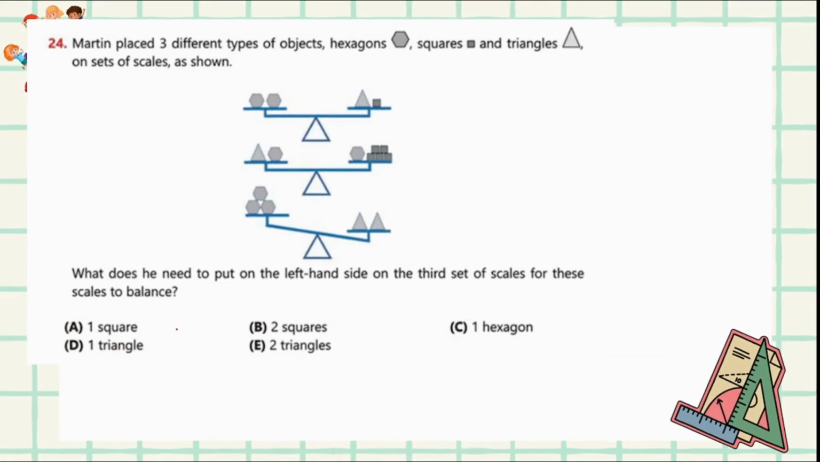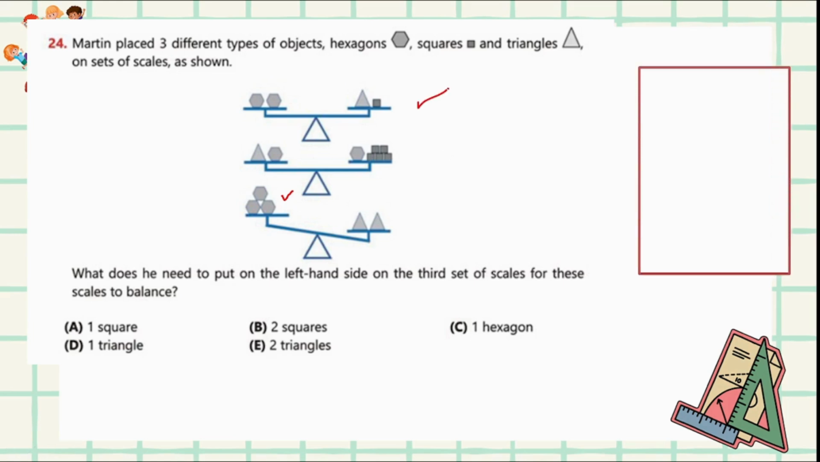Question number 24. Martin placed 3 different types of objects, hexagons, squares, and triangles on sets of scales as shown. What does he need to put on the left hand side on the third set of the scales for these scales to balance? So we have to see what we have to put on this side to balance the scale. So let's start from our equation 1.